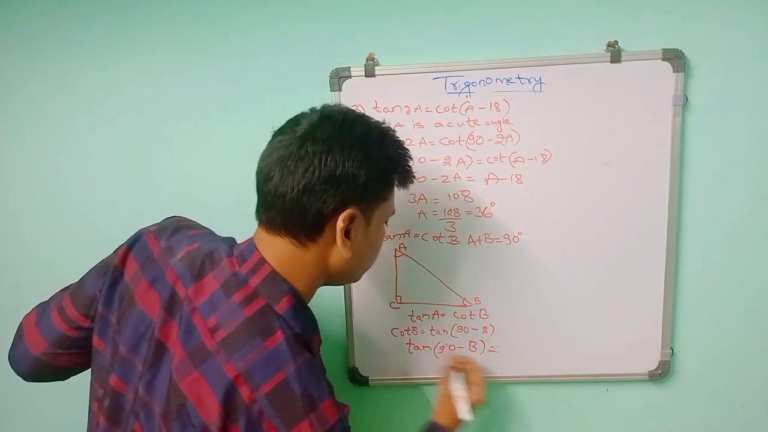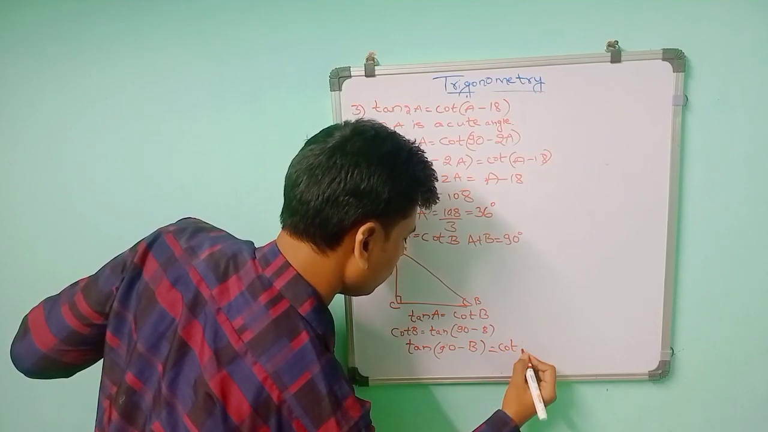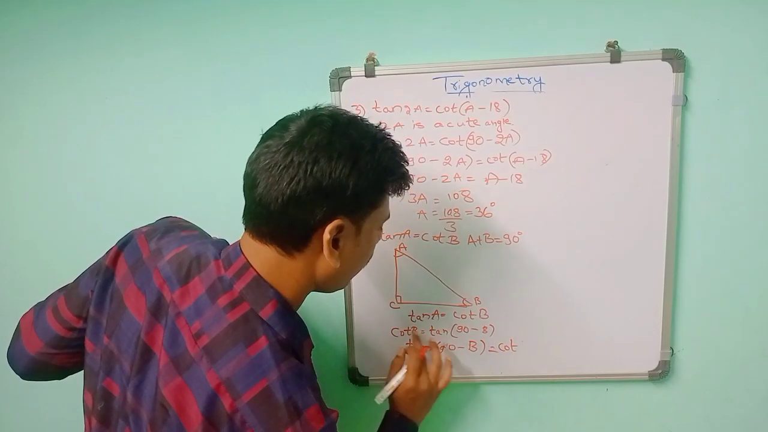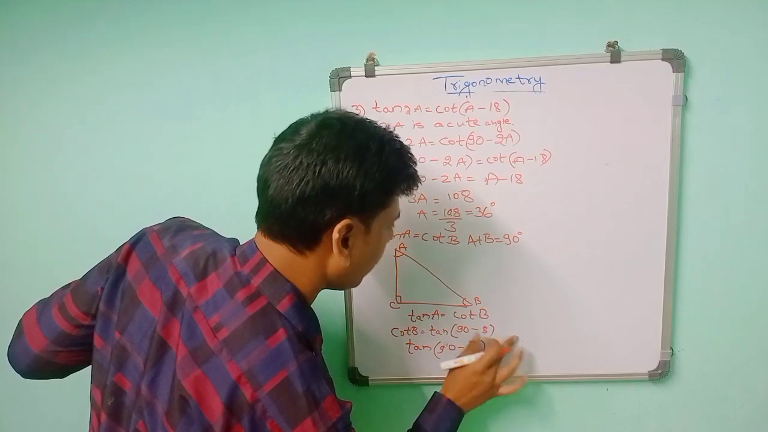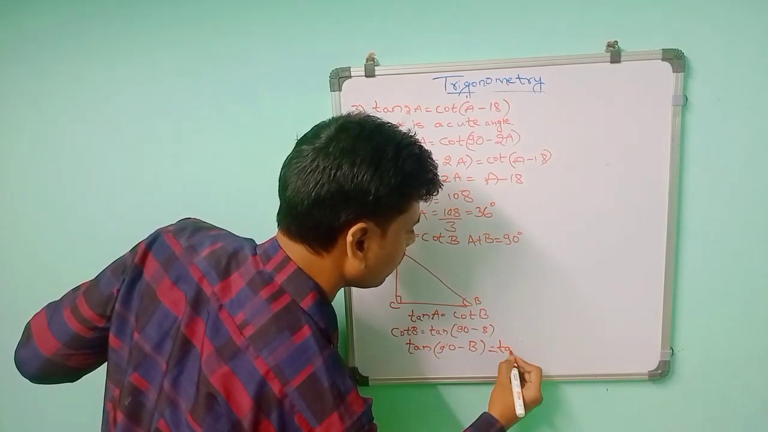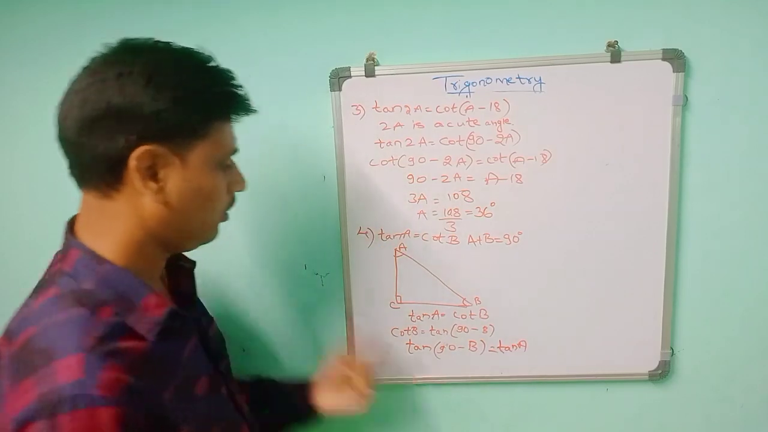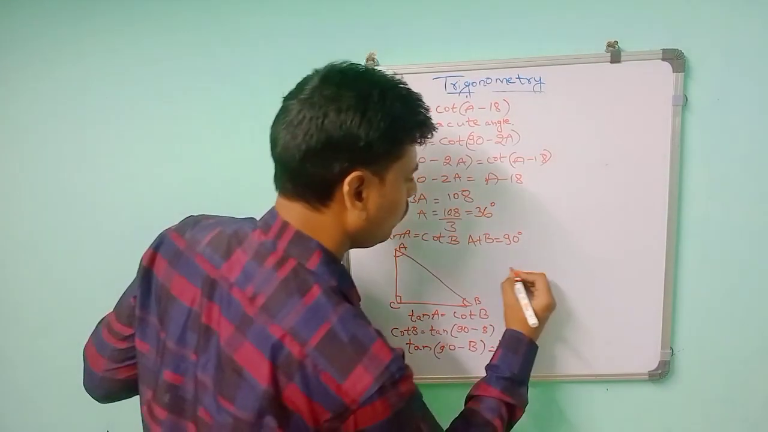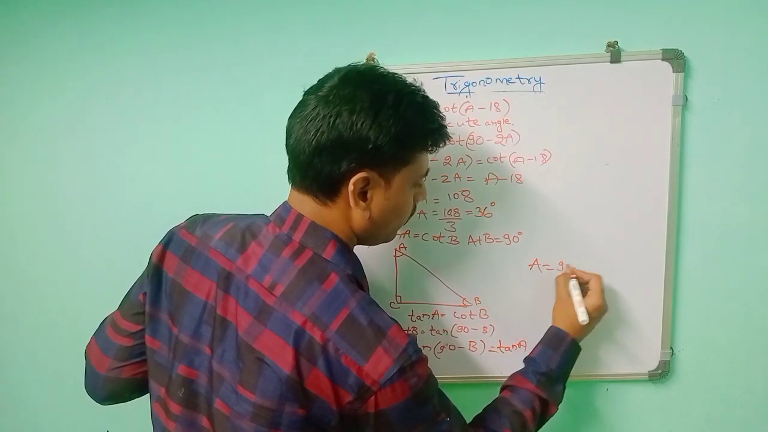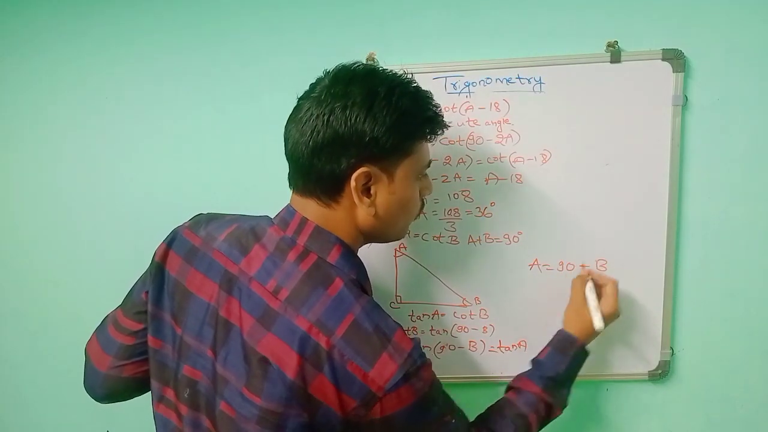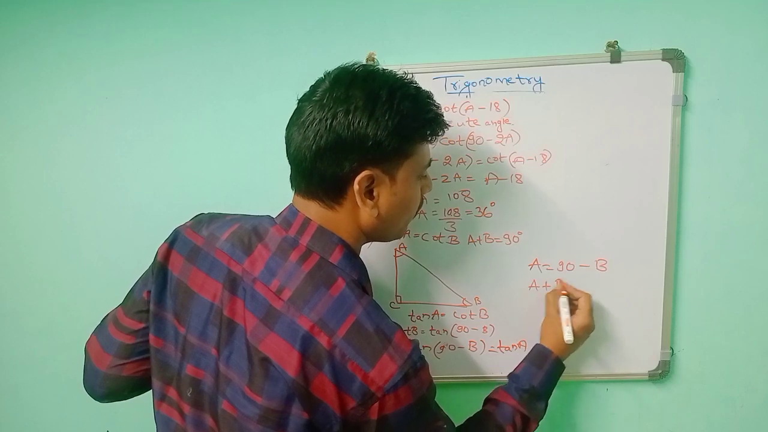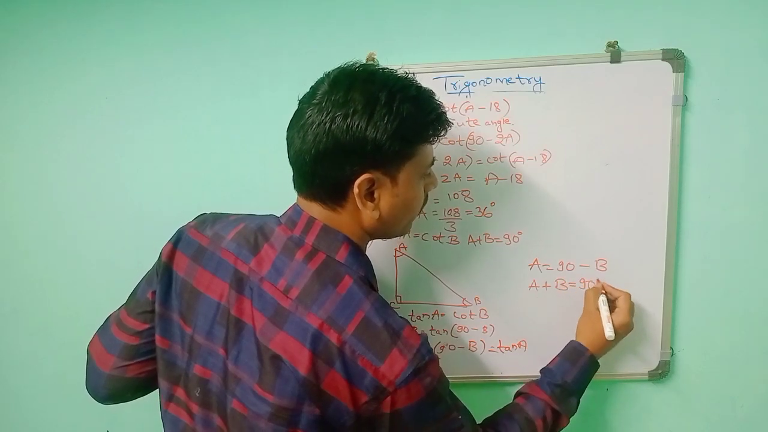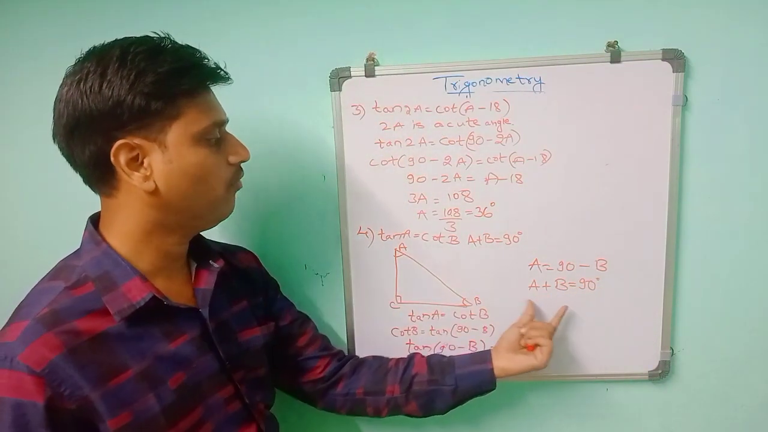So cot B is tan of 90 degree minus B, and this one is tan A. So now we have tan on both sides, so we can equate these two angles. So A is equal to 90 minus B. If we bring this to this side, it will become A plus B is equal to 90 degree. So the angle A plus B is equal to 90 degree.